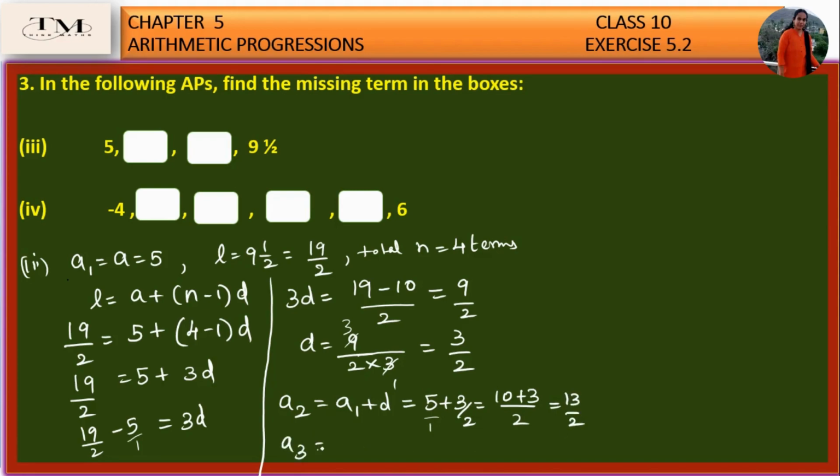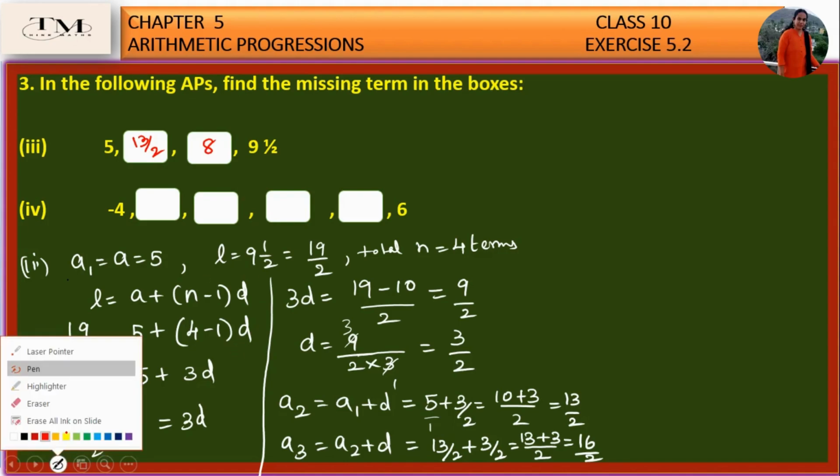Next, a3. It is nothing but second term plus d. So second term is 13 by 2 plus common difference d, which is 3 by 2. Both have 2 as the denominator, so we can write the same denominator, 13 plus 3, which is 16 by 2. So these are the values. So we got the answer. So a2 is equal to 13 by 2 and a3 is equal to 16 by 2, which is 8. Okay, I hope you can understand this problem.